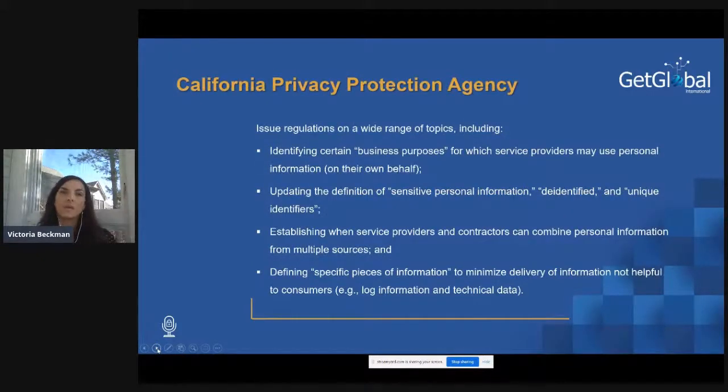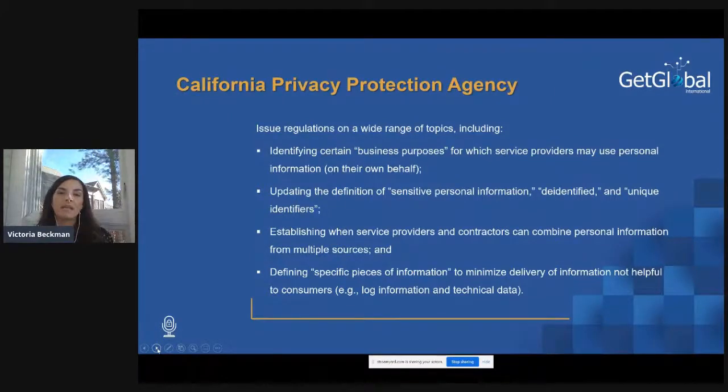Okay, so the California Privacy Protection Agency that I mentioned will have to issue regulations identifying the business purposes for which service providers may use this personal information. And this is similar again to the legal basis that we are used to under GDPR.